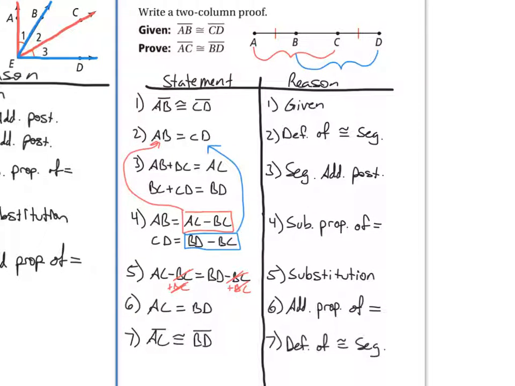Okay. Are there questions on this? Now again, is every proof going to be like this, where you're using the segment addition postulate or the angle addition postulate? No. But that's why it's very important that you read through all of your postulates and all of your definitions so that you know what tools you have to work with when you're doing these proofs.